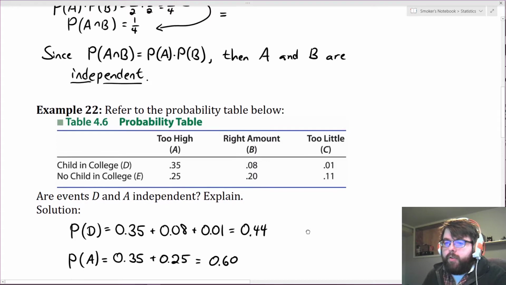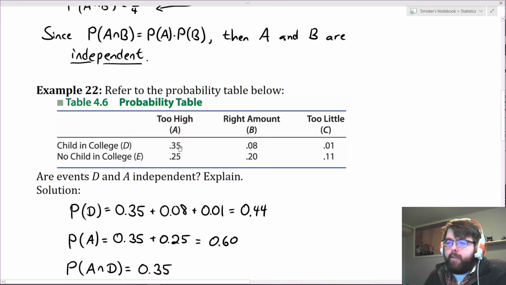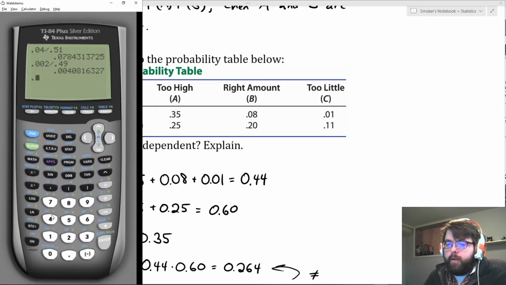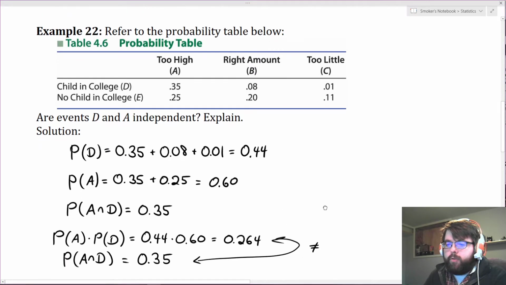Okay, so to find the probability, if these two events are independent, we want to find the intersection of those, which we can do by looking at this spot that they share, the 35. Is that equal to the product of A and D? We take out your calculator. You can take 0.44 times 0.6, and you get 0.264. That is not equal to 0.35.